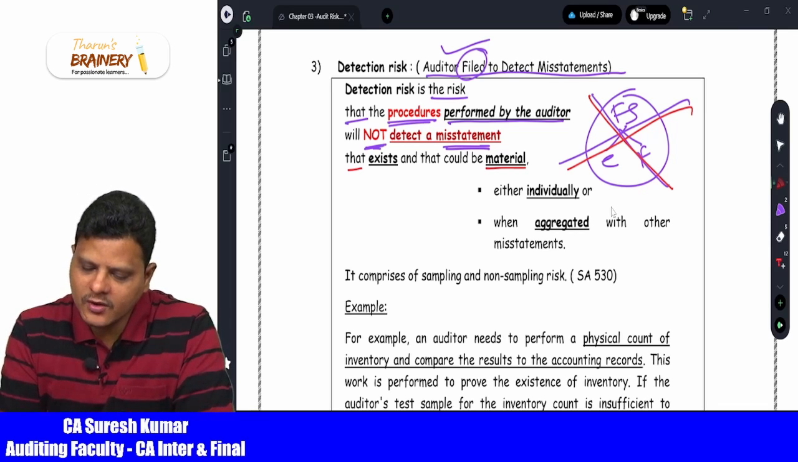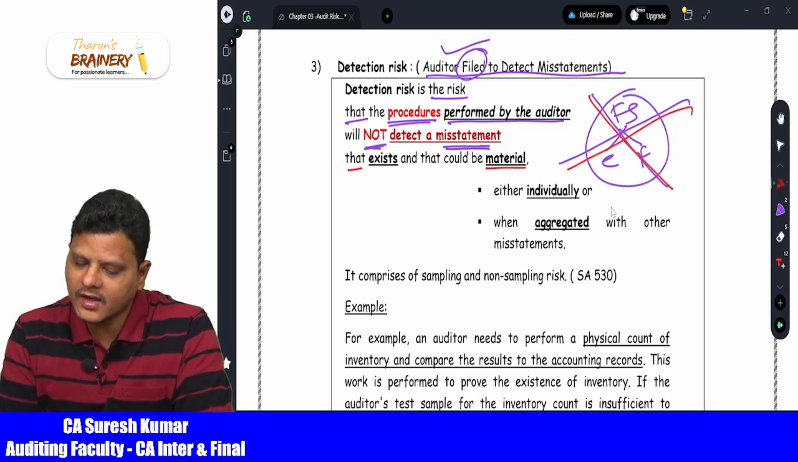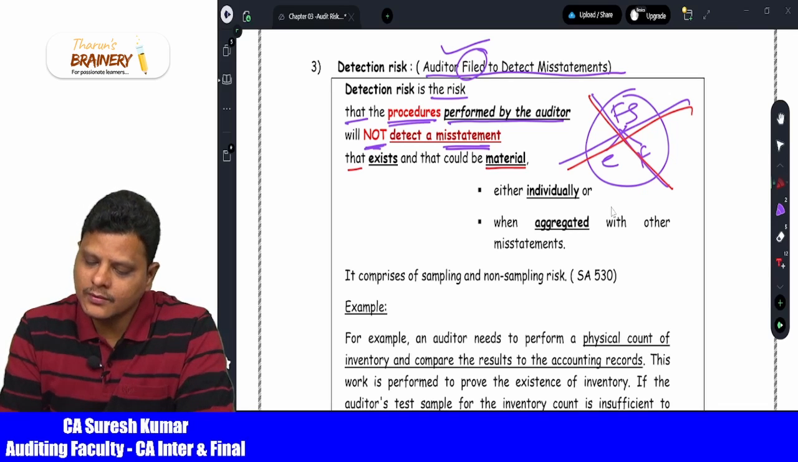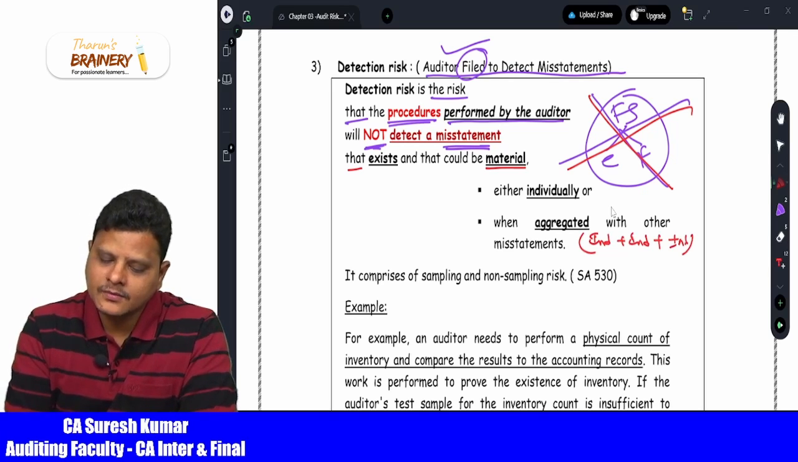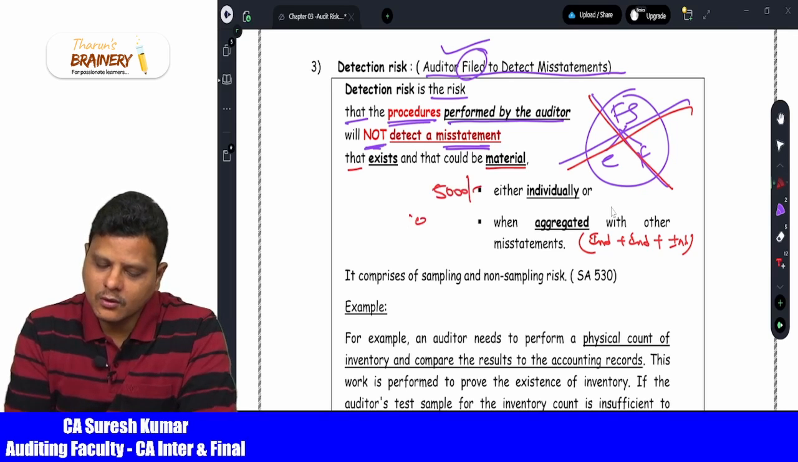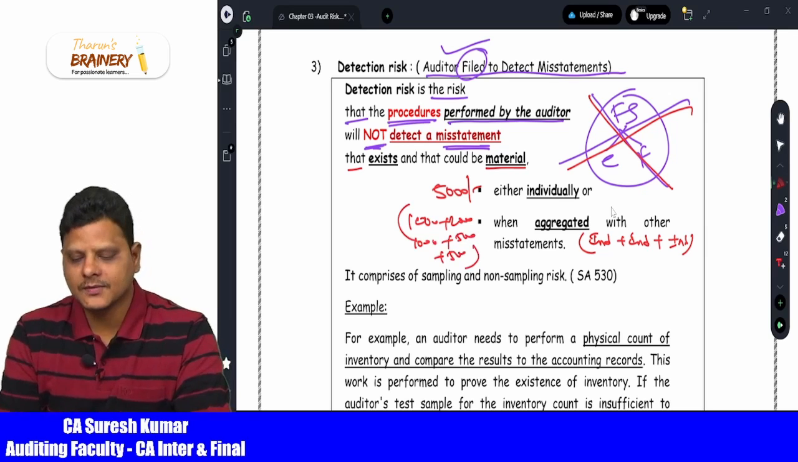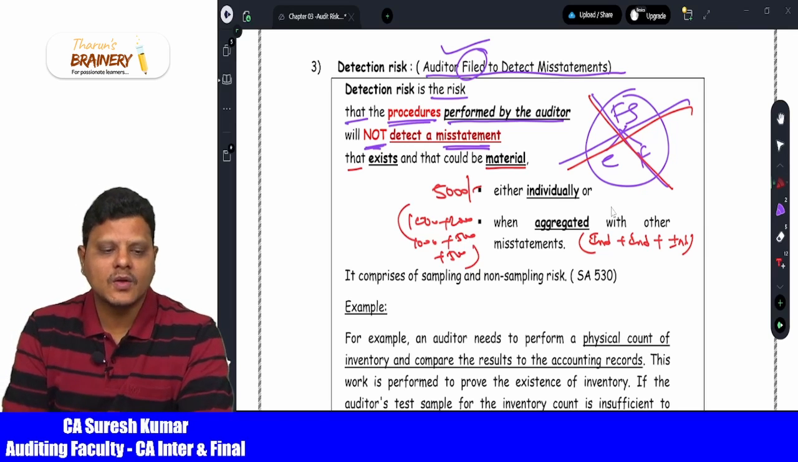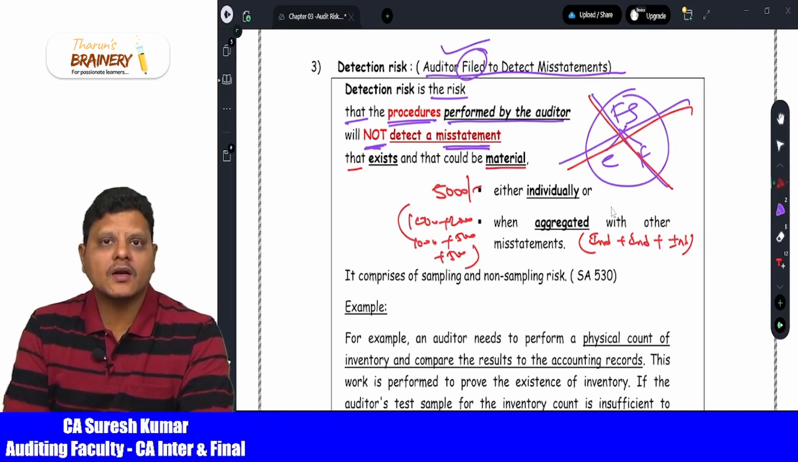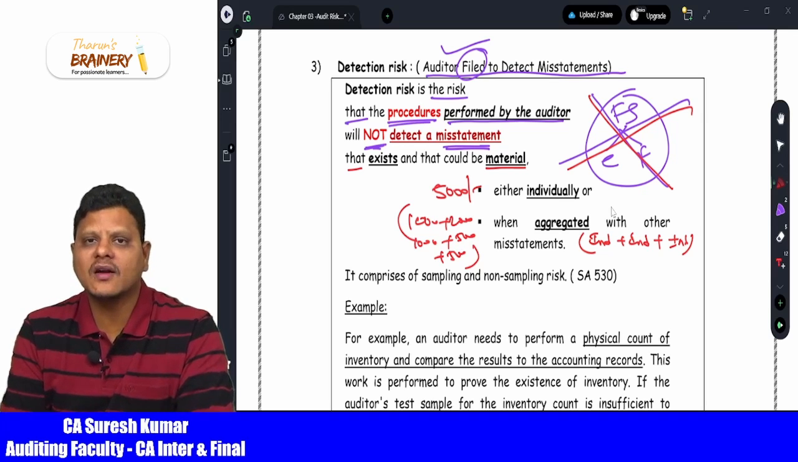The material can be either individual or when aggregated with other misstatements. What is aggregated? Individual transactions plus individual transactions, that means something plus something plus something, is called the aggregate amount. Example, individually 5,000 may be material, but in aggregate we can say 1,000 rupees, 2,000 rupees, then another 1,000 rupees, then another 500 rupees, another 500 rupees, even this comes to 5,000 rupees. Either individually or in aggregate, if the misstatement happened in the business, but the auditor failed to detect such misstatements, we call it a detection risk.